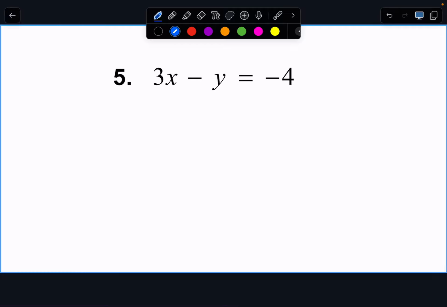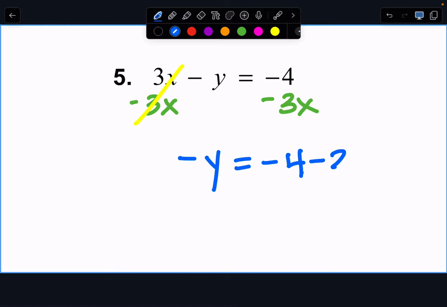Bennett, what did you do first? I put the 3x on the other side. How? Subtracted it. Okay, Bennett subtracted 3x because 3x minus 3x cancels out. So now you have negative y equals negative 4 minus 3x, right? Because that minus didn't go anywhere.